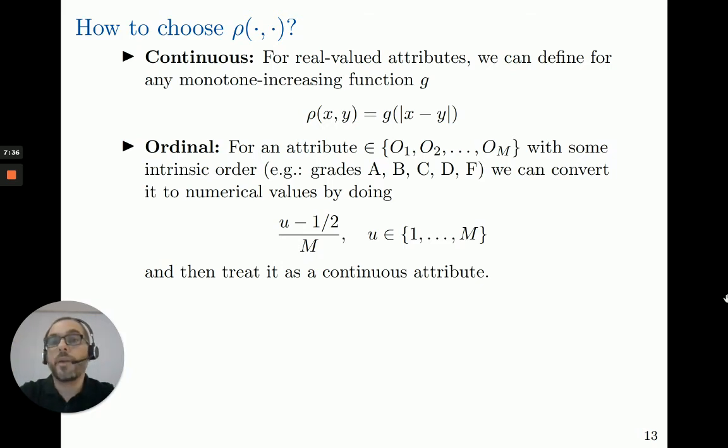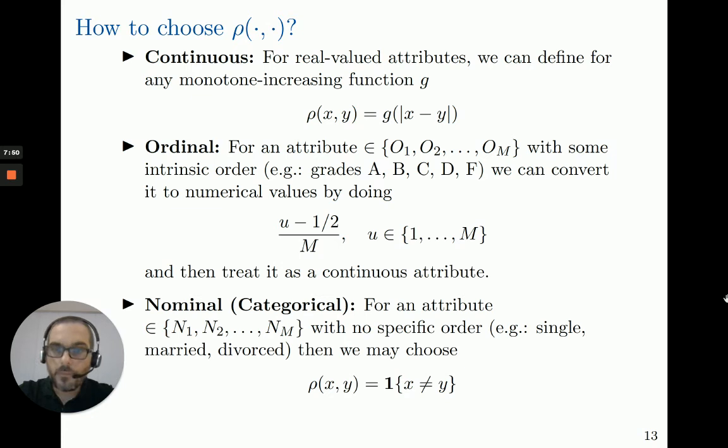We can convert it to numerical values by doing lowercase u minus half, divided by m, where u is one of the m different classes. And then we treat it as a continuous attribute. Nominal, or also called categorical: for an attribute that belongs to the set n1 to nm with no specific order, like single, married, divorced, we can choose the rho to be equal to 1 if x is different from y. So those are three different measures of dissimilarity.